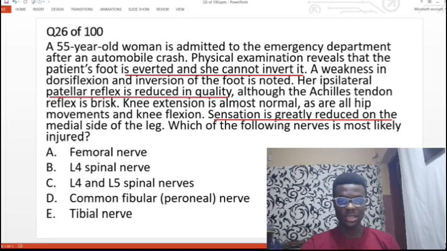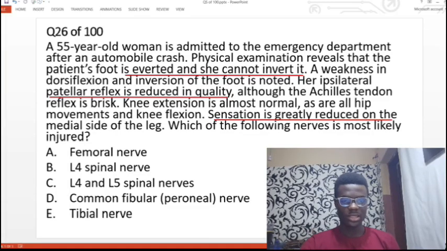The next one, they said the patellar reflex is reduced in quality. So the patellar reflex is used to test the integrity of the L2, L3, and L4 spinal nerves. The L2 and L3 give the motor innervation, while the L4 gives the sensory innervation. What they are discussing here is the sensory innervation, which is reduced in quality. So it's safe to say that the L4 spinal nerve is actually affected.